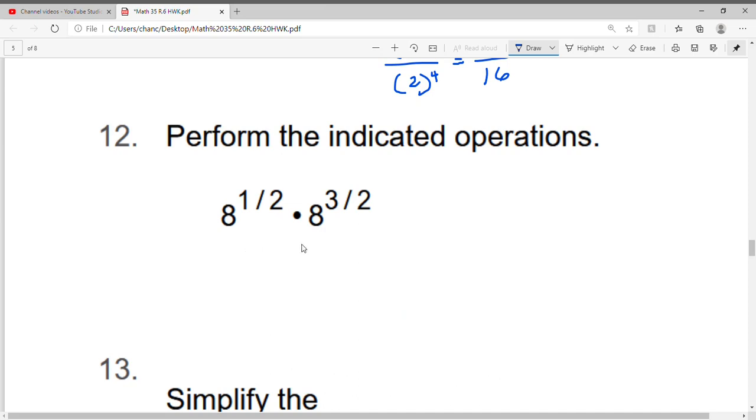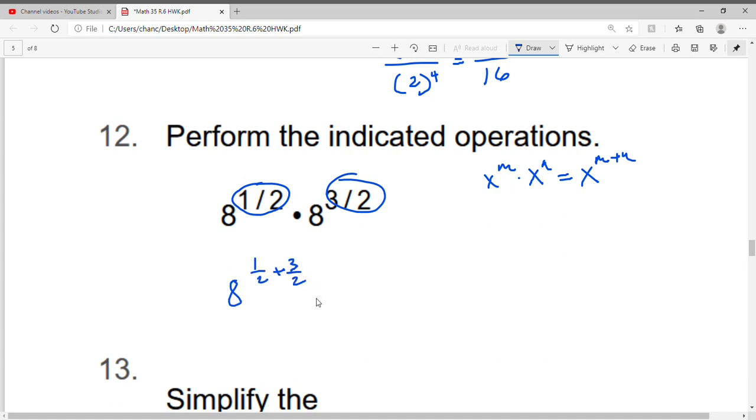For question number 12, I'm going to add these exponents, x to the m times x to the n. We have to add the m and n. Now we have 8 to the 1/2 plus 3/2. That's equivalent to 8 to the 1/2 plus 3/2 is 4 over 2, and I can reduce that to 8 squared, or 64.